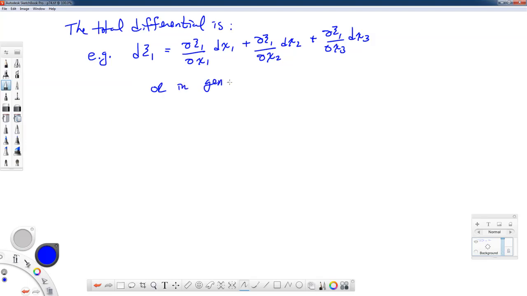If we want to generalize this with our index notation, we can say that for any dψi, we can write down the partial derivative of ψi with respect to xj, dxj. Okay, so you see how this works out?